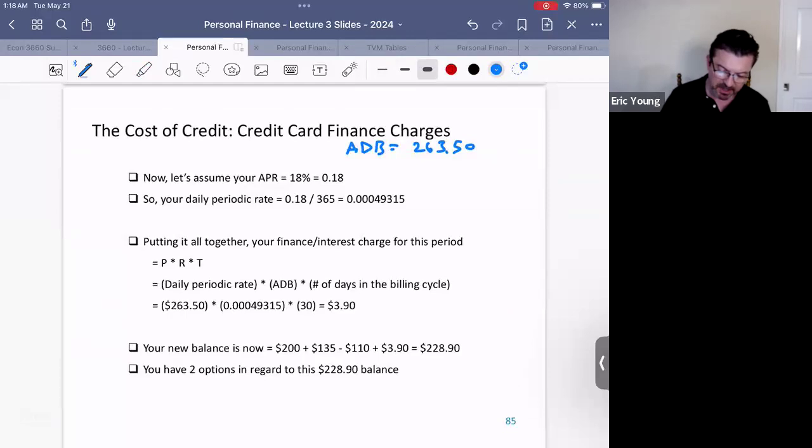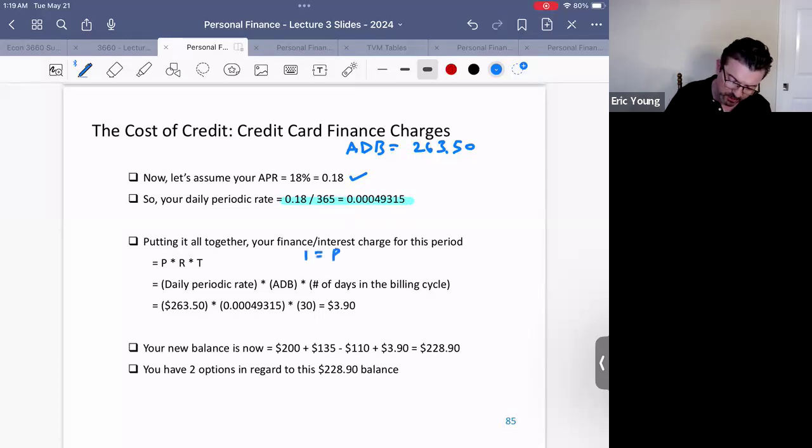Now let's turn to your rate. Assume that you have an APR of 18%. Well, you divide the APR of 18% by 365, and you get this number here. And that is your daily periodic rate. And remember, it's important to know credit cards compound your interest daily. They're charging the interest rate based on the daily balance. So we have to get to our daily. Let's put this all together.